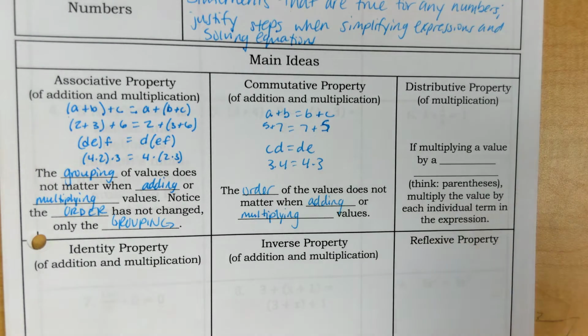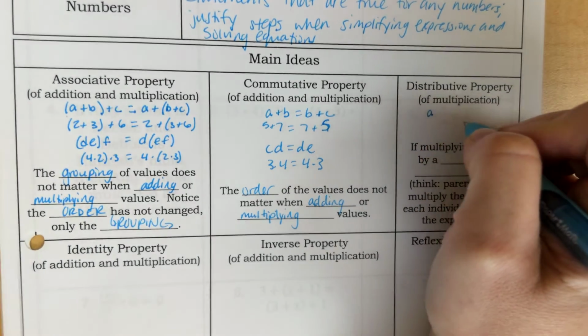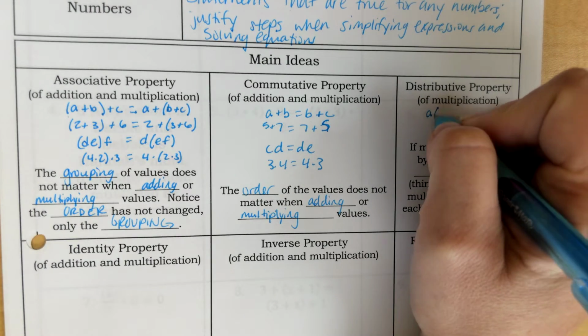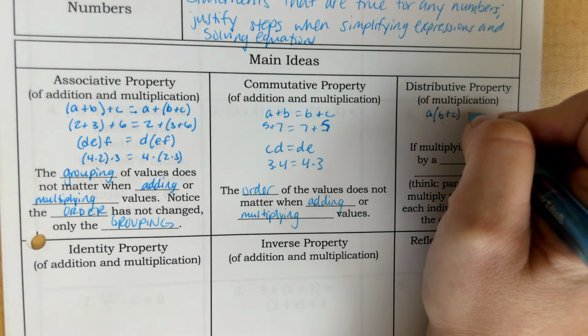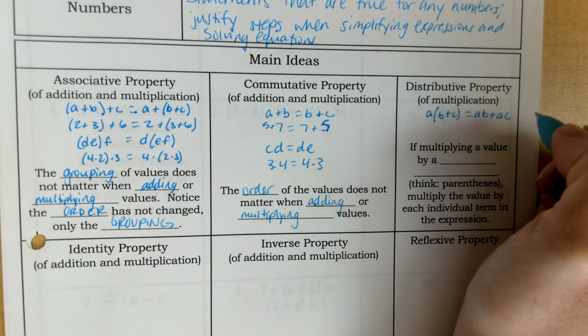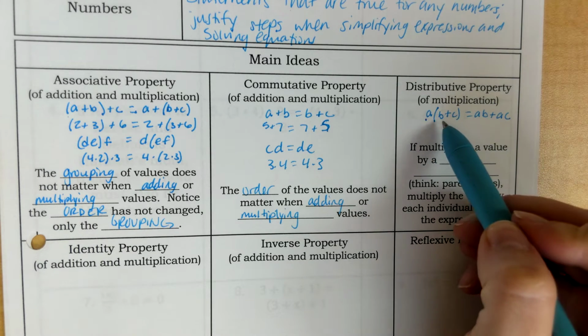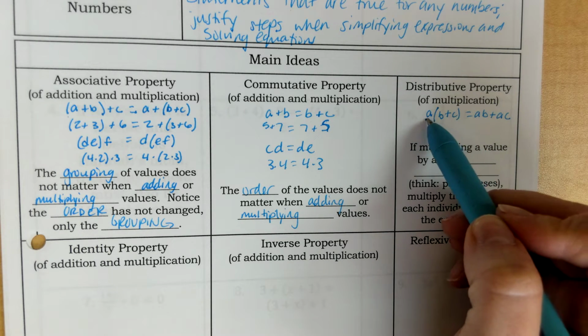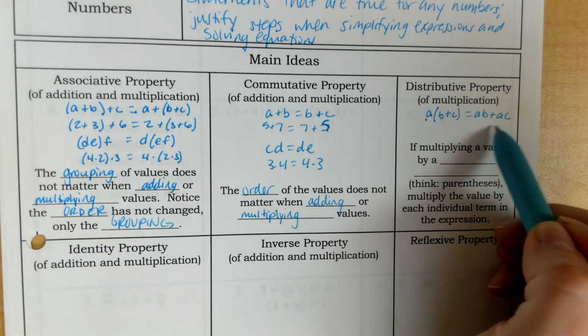Alright, then we have distributive property. So distributive property is when I have a value outside of a group and I'm going to apply that value, or distribute it, to all things inside that group. So for example, I have this A and I have B and C being added. I'm going to multiply A times B and A times C.